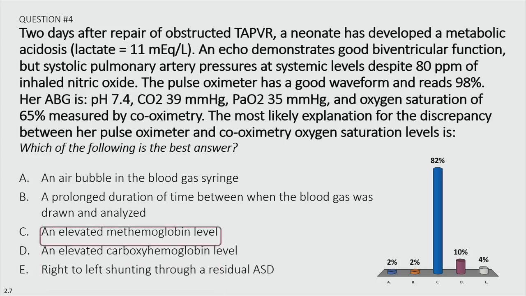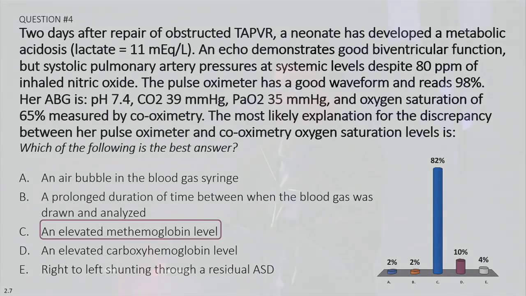Excellent. So an elevated methemoglobin level is exactly the answer of a discrepancy, of all those choices, between a co-oximetry measure of oxygen saturation and a pulse oximeter. And it's usually associated with high amounts of nitric oxide and some of the toxicities that increase methemoglobin.